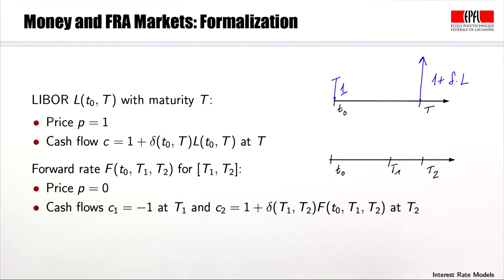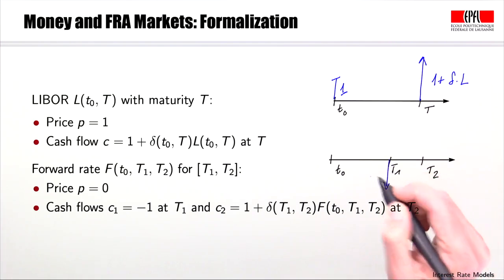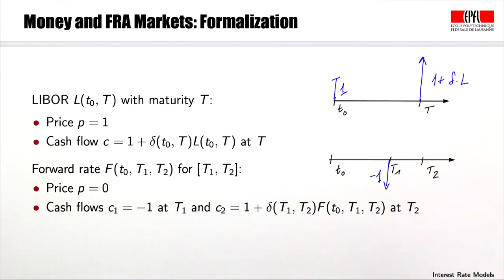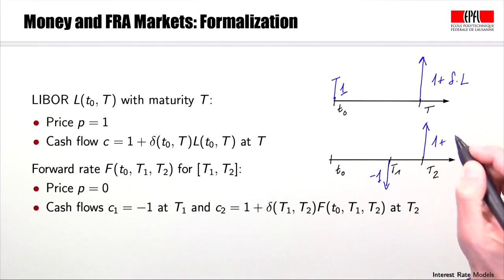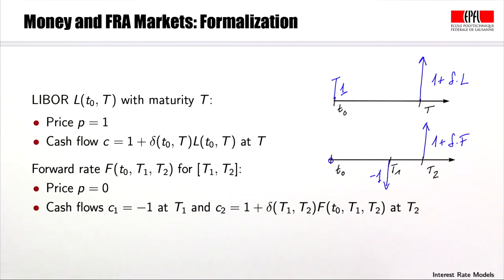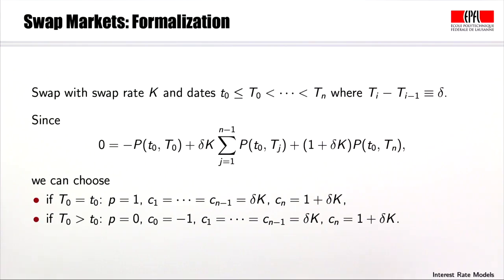A forward rate, remember, was derived from a forward rate agreement, which corresponds to a cash flow of -1 at time T1 and a cash flow of 1 plus delta times the forward rate at T2. The present value of these cash flows at time T0 is 0. This carries over to swap contracts as follows.